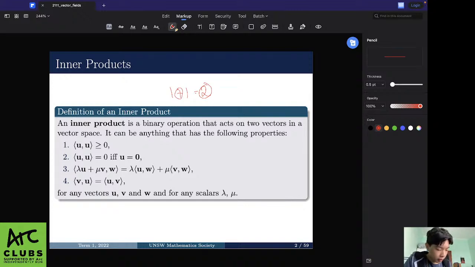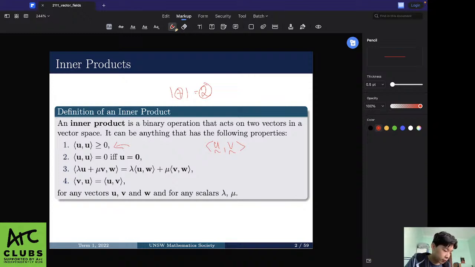So, generally we denote an inner product with these angle brackets, and then we write the first vector we're putting in, then the second vector, and then the ending angle bracket. And an inner product is pretty simple. It's just any operation that satisfies these following conditions. The first one is that it's non-negative when you do the inner product of a vector with itself. And if you do this inner product with itself and it's equal to 0, then the vector must also be equal to 0. It's also linear and it's also commutative.